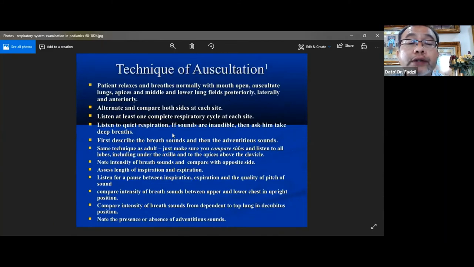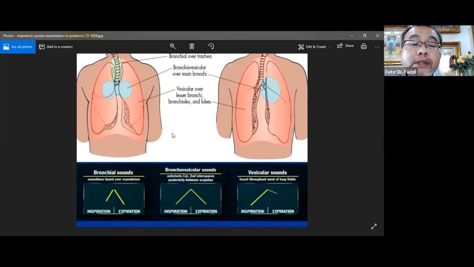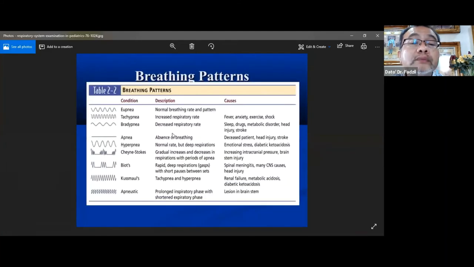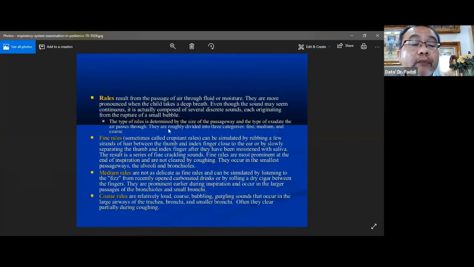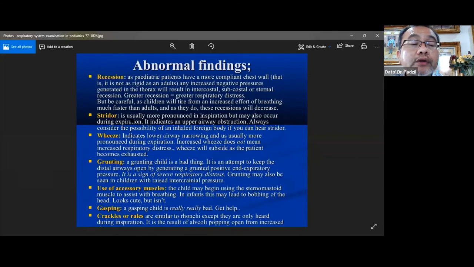Second thing, you have to recognize the extra sounds. You have to know mainly stridor. Stridor you can hear, but sometimes you can hear it on auscultation. Wheeze is what you hear. Rhonchi is what you auscultate. When you listen, a sound like a whistle is rhonchi. Grunting, usually you can hear.